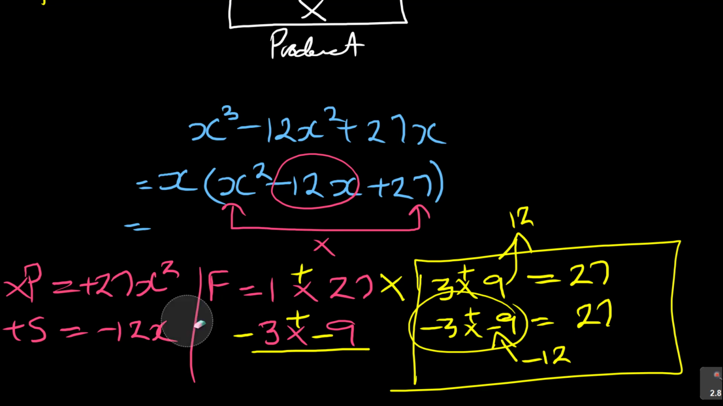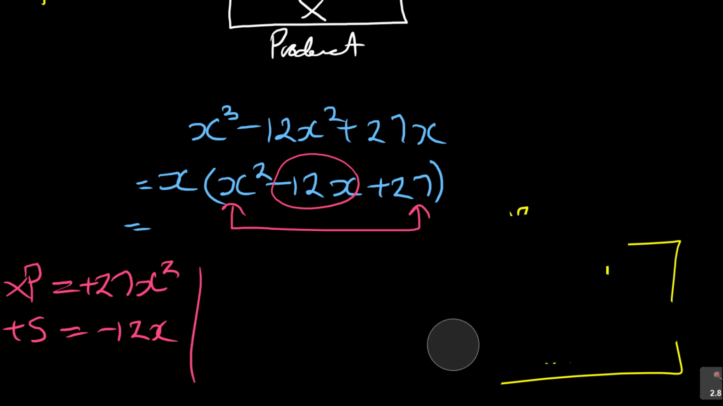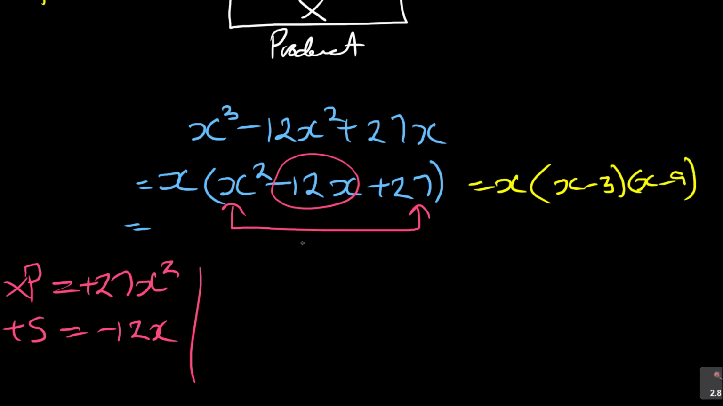Alright, then from there, you know it was what? Minus 3, minus 9. Alright, I told you if you want to get the final answer straight away, you get x, and then you say x minus 3 and x minus 9. You can get an answer like that, it's still fine. But if you want to continue it here, you continue and say x, and then you've got x squared minus 3x minus 9x plus 27.